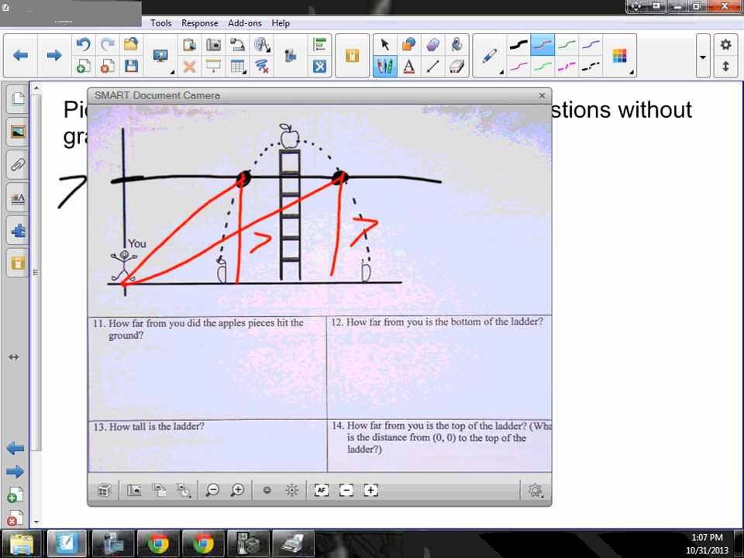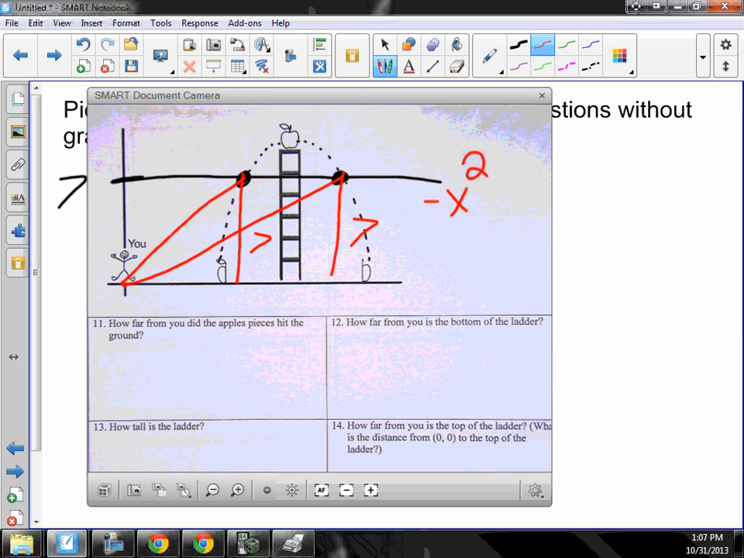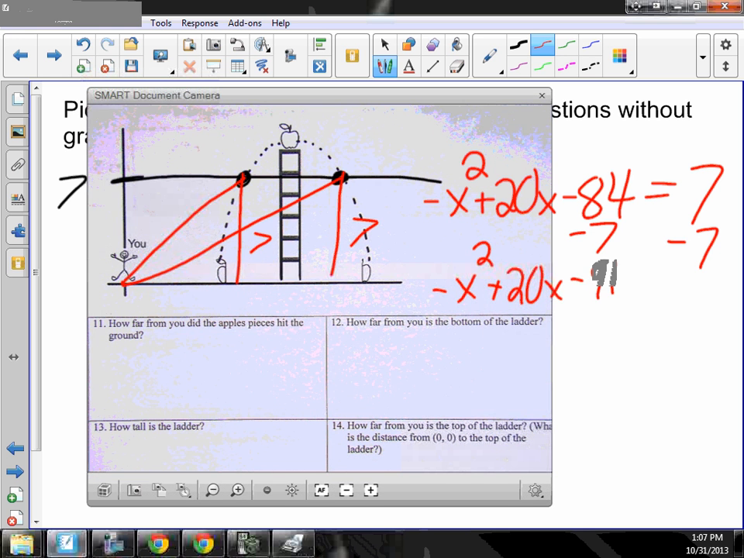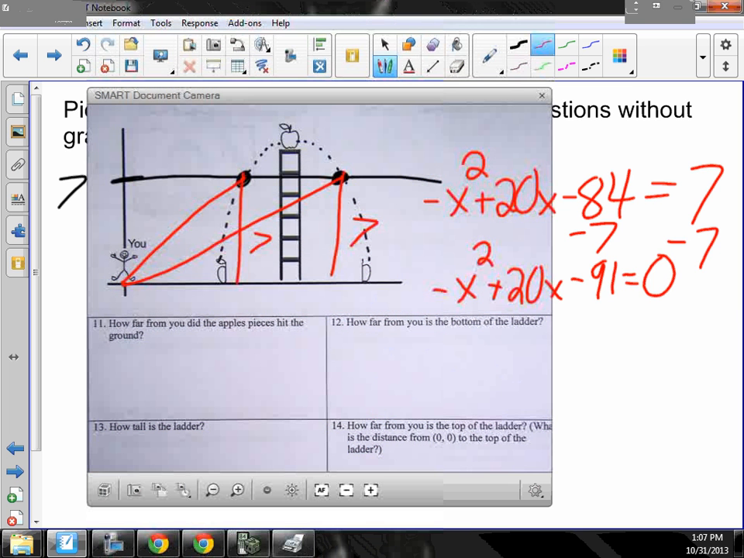Drop the graph 7 units. So negative x squared plus 20x minus 84 equals 7. So now I subtract 7. Negative x squared plus 20x minus 91 equals 0. Everybody understand that? Okay. Well, I have a problem here.